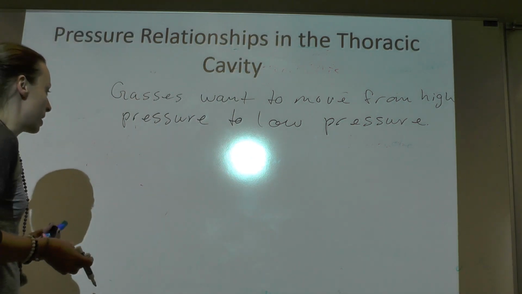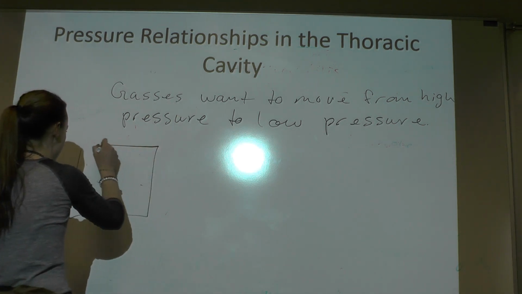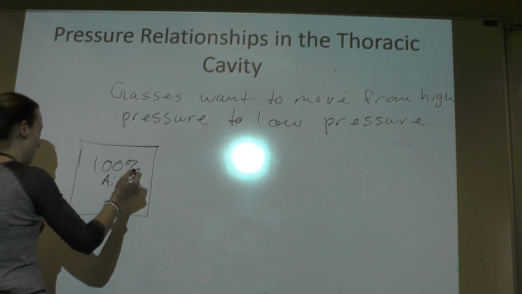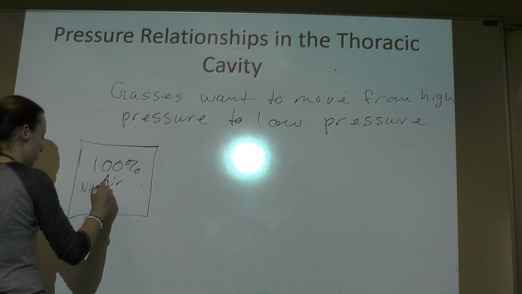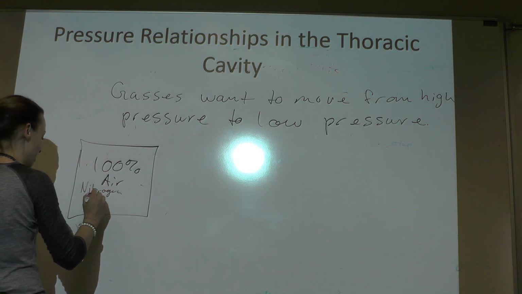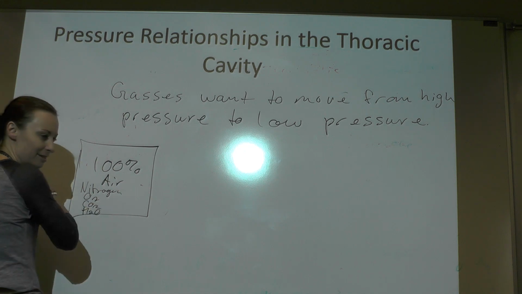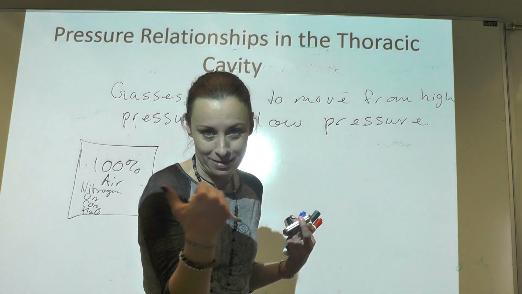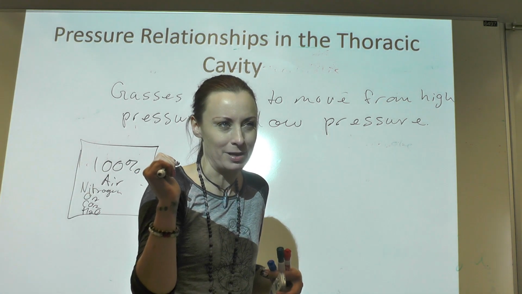If we think about it, we're going to have to think about a couple things. Let's just say that we've got 100% of air, and primarily what do we have? We've got nitrogen, oxygen, CO2, water. Now, I'm not a chemist. I feel about chemistry like I do about physics, but I'm pretty sure that's most of all we got in air.